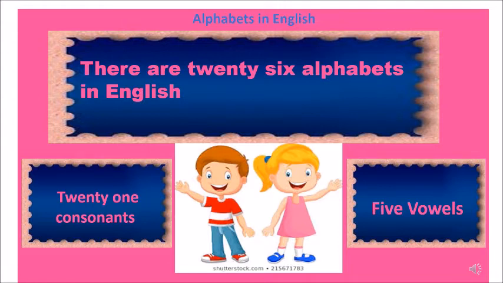Now tell me, how many alphabets are there in English? Children, there are 26 alphabets in English. How many alphabets are there? There are 26 alphabets in English. Okay. Now, out of the 26 alphabets, 21 are consonants and 5 are vowels. 21 consonants and 5 vowels. This I am going to teach you in the next.